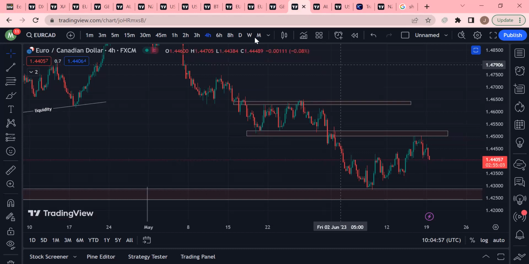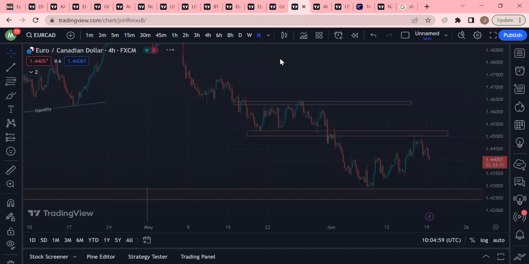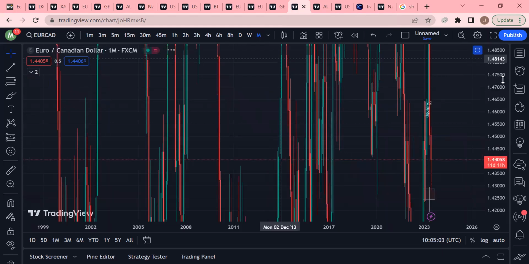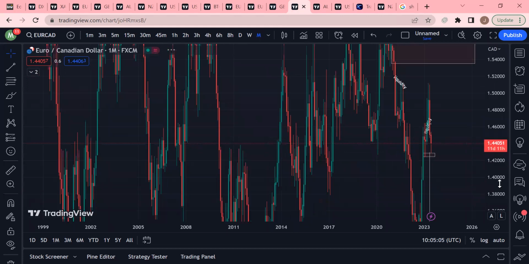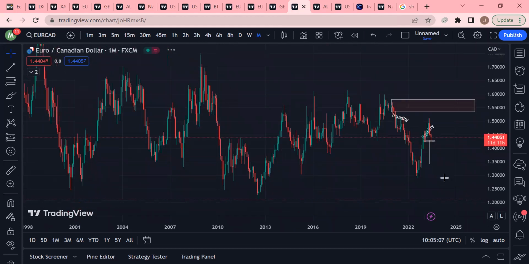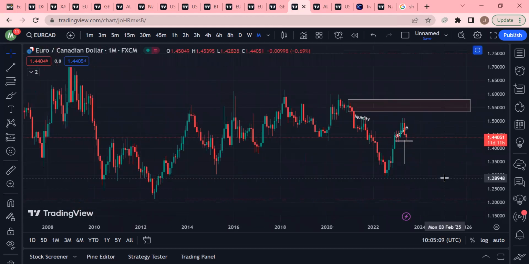So first of all, you know what we usually do? We go to the monthly time frame to find out whatever is happening on our pair, while we are going to choose bearish over bullishness. So what I can see first of all is that the monthly is bearish.